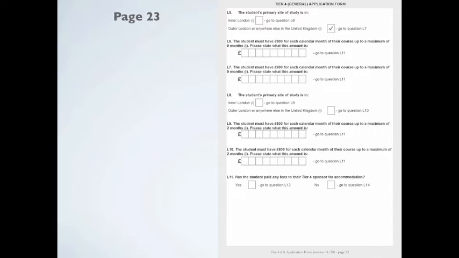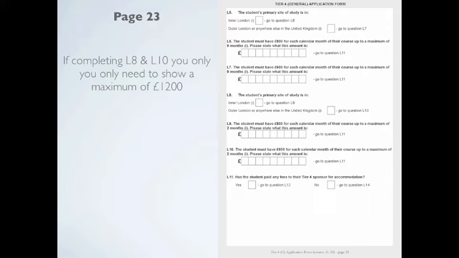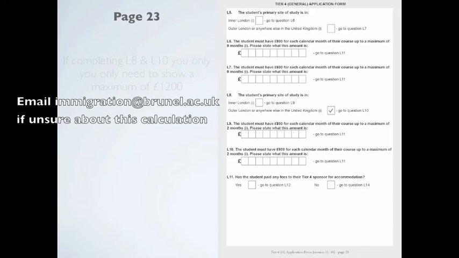If you are directed to L8 and then to L10, you have already demonstrated that you are able to support yourself in the UK. Therefore, you only need to show a maximum of 2 times £600. So even if your course is for longer than 2 months, you still only need to show a maximum of £1,200 in the box at L10. If you are unsure about this calculation, please email immigration@brunel.ac.uk.